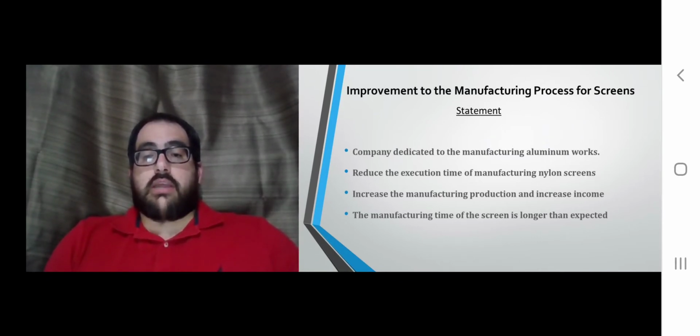What this means is that they perform production of doors, windows, and screens. Screens are divided in other categories such as nylon screen and plastic screens. For this project, we're just going to be addressing the nylon screens.